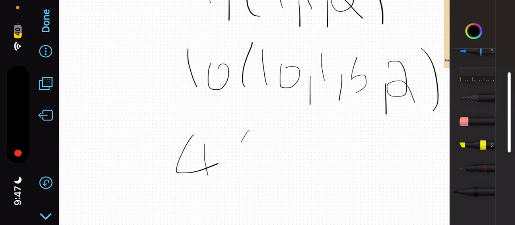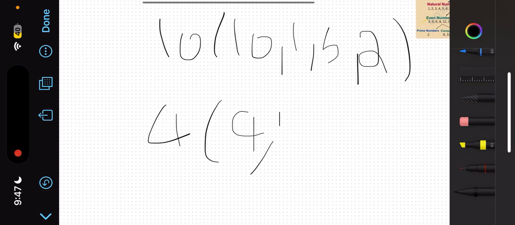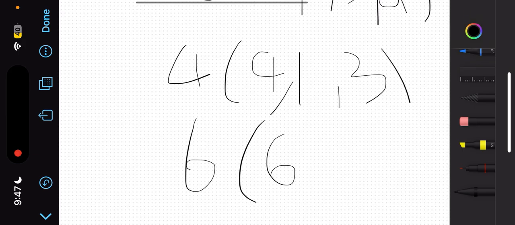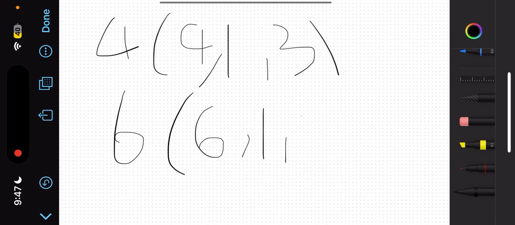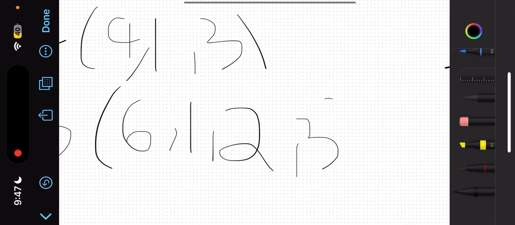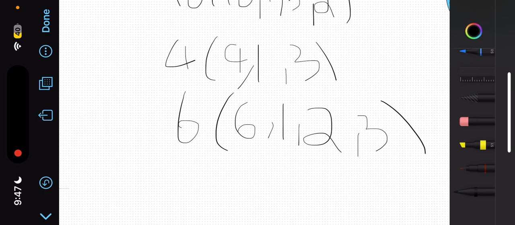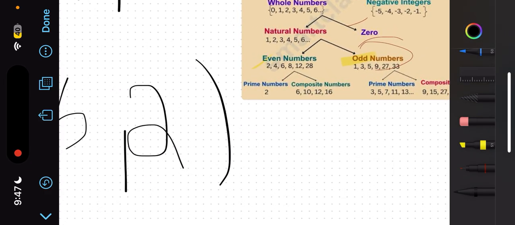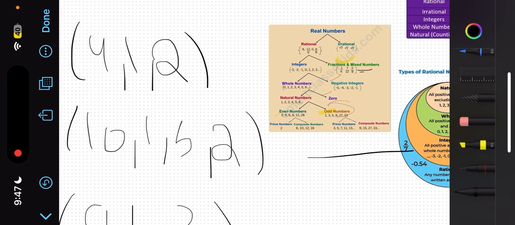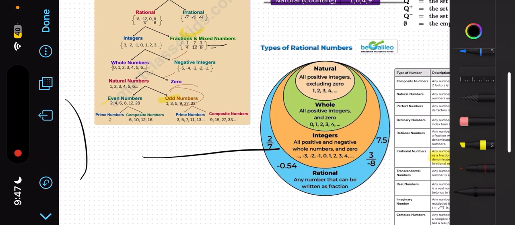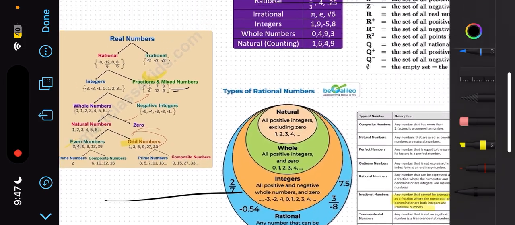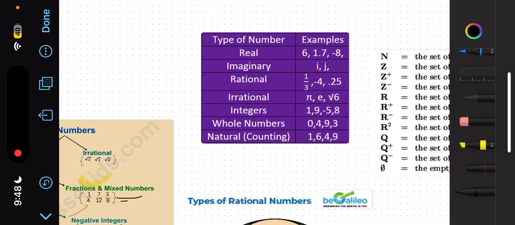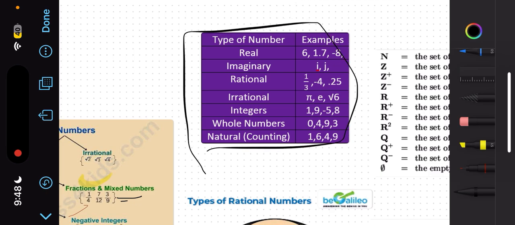Like 9. 9 is divisible by itself, 1, 3. 6 is divisible by 6, 1, 2, 3. So these are called composite numbers. We have also done these composite numbers, and we have also done whole numbers, natural numbers, integers, rational numbers. So these are some examples that, if you want, you can take a screenshot of.